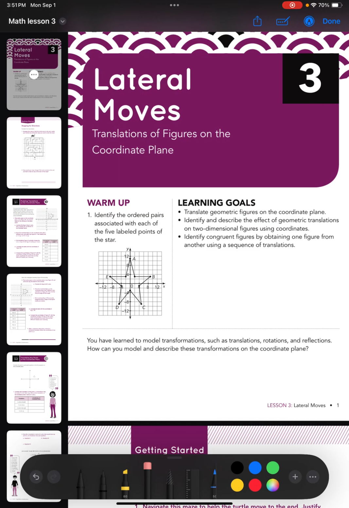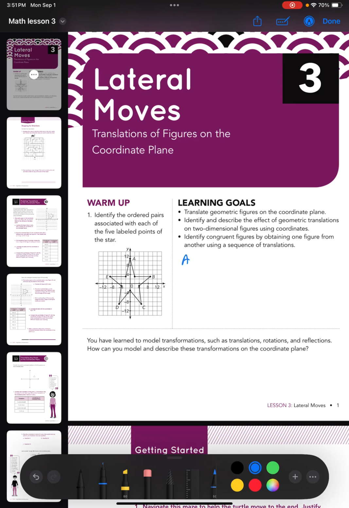All right, so getting into our third lesson here in our transformations unit, looking at translations, lateral movements. Warm up here is just practicing naming ordered pairs for these points, because that's going to be a big part of today, being able to name those pairs. So I'm going to go through and just list what these points should be.